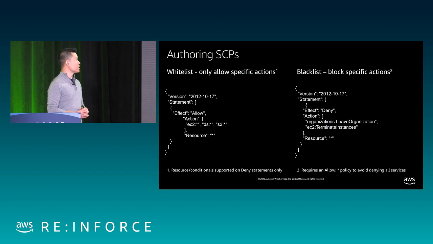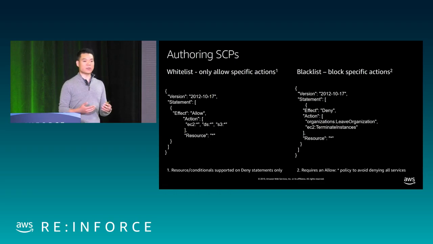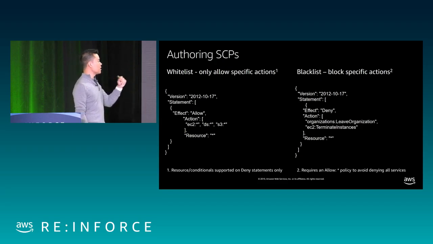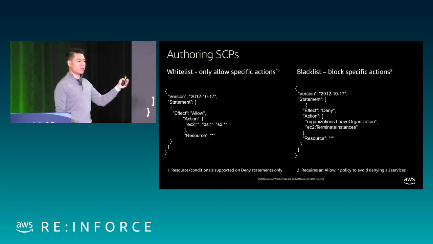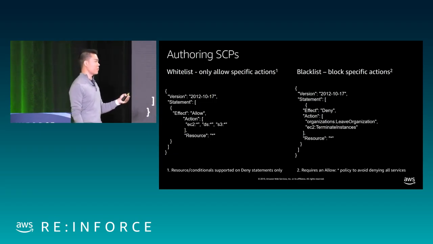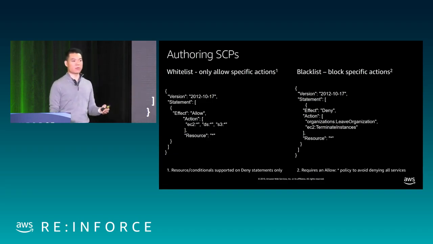So with the blacklist policy, it blocks specific actions that you don't want users to perform in your organization, while granting your users, at least in the permission guardrail, potentially the ability to access all other services. In this particular policy, I've written a deny policy that says I want to deny the ability for my end users to leave the organization, to remove the account from the organization, as well as the ability to terminate EC2 instances in my org.